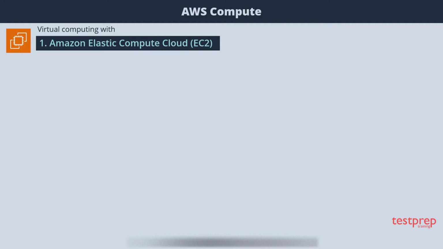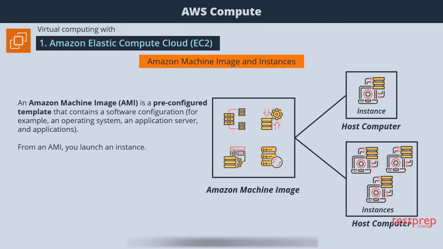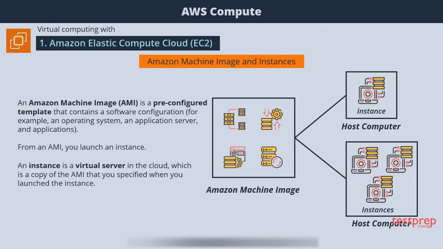Let's take a look at Amazon EC2 basic infrastructure. First is Amazon Machine Image and Instances. An Amazon Machine Image is a template that contains a software configuration, for example, an operating system, an application server, and applications. From an AMI, you launch an instance. An instance is a virtual server in the cloud, which is a copy of the AMI that you specified when you launched the instance. You can launch multiple instances of an AMI. You can also create your own custom AMI, or AMIs. Doing so enables you to quickly and easily start new instances that have everything you need.